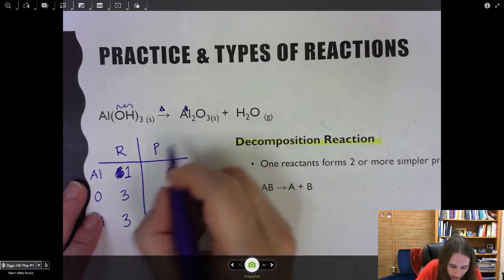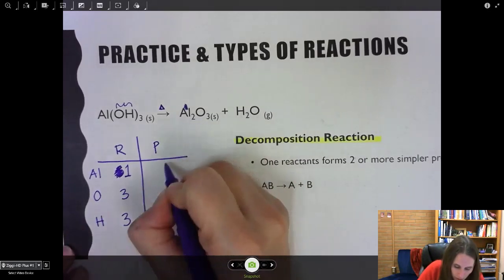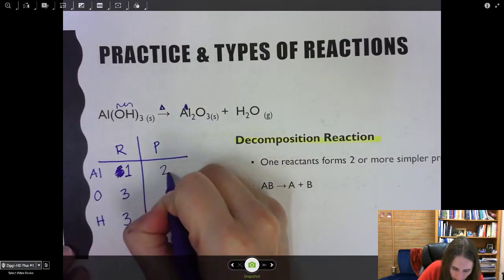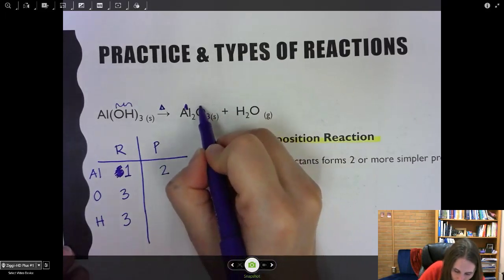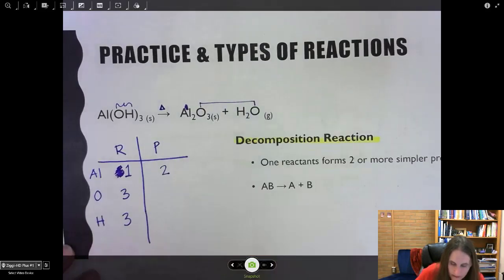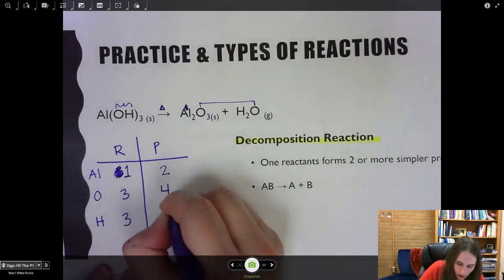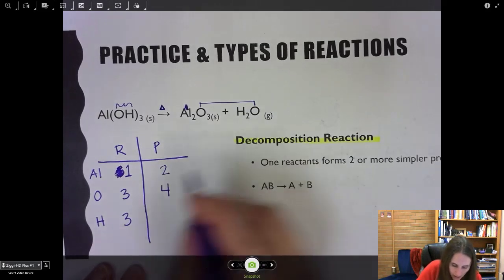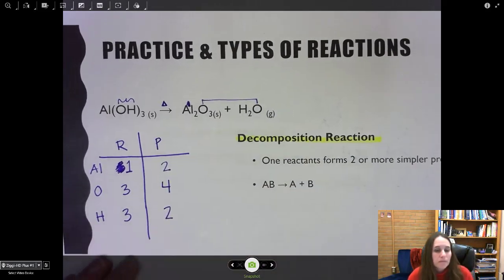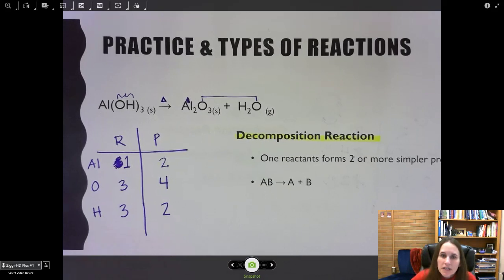Then on my product side, using my subscripts, I have 2 oxygen atoms over here. And this is really easy to do. You've got to notice that you have oxygen in 2 places. I have oxygen in both the aluminum oxide and the water molecule. So I have a total of 4 oxygen atoms and then 2 hydrogen. Now, because hydrogen and oxygen can often cause me some grief, I do like to save them for later, because sometimes by balancing something else, they'll get balanced in the process.